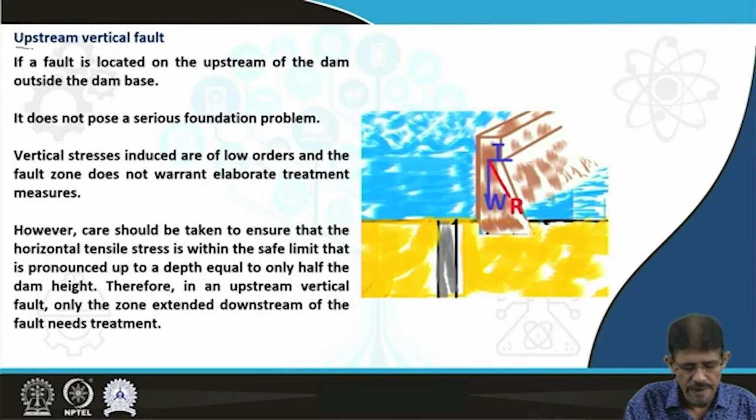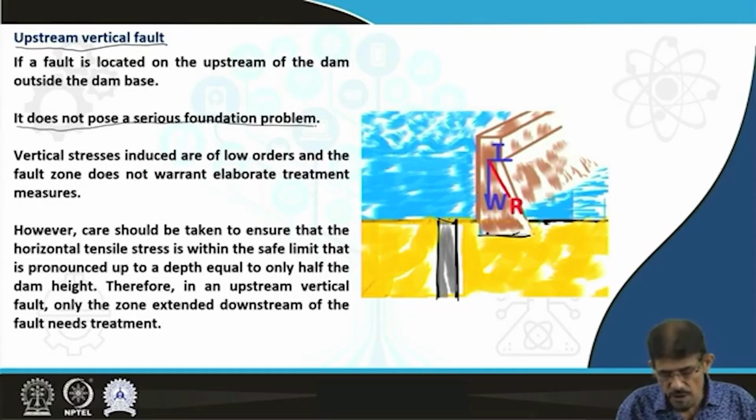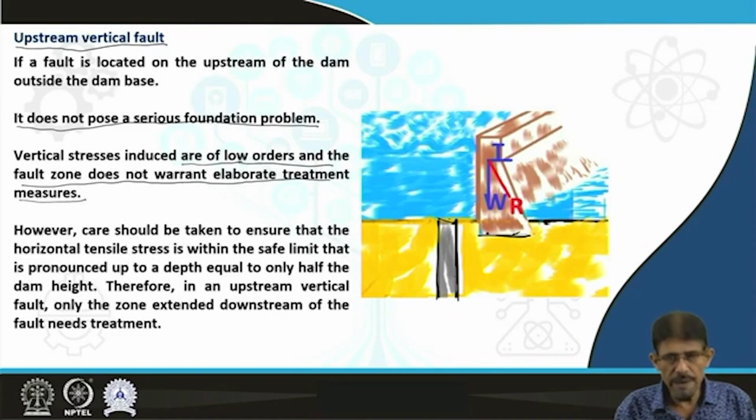The first case we are taking here is the upstream vertical fault. If the vertical fault is located away from the dam foundation on the upstream side, then what happens? It does not pose a serious foundation problem because it is located away from the dam foundation. The vertical stresses induced are of low order and the fault zone does not warrant elaborate treatment or mitigation measures. However, care should be taken to ensure that the horizontal tensile stress is within the safe limit. If the tensile stresses are more, then it requires some treatment and careful observation.